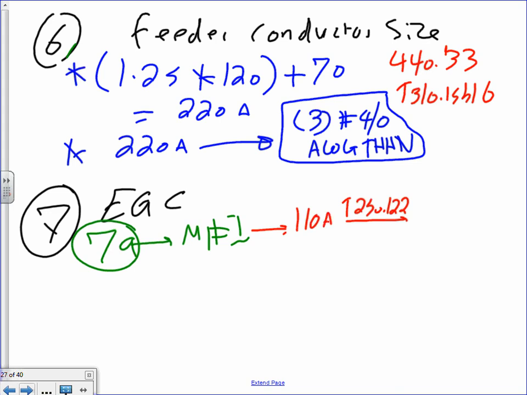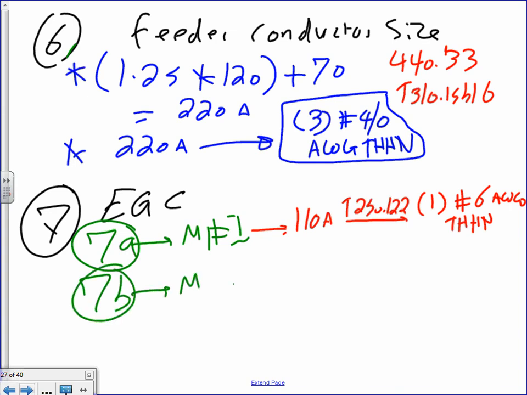Okay, what would that be? Anybody? 1 conductor, number 6 AWG THHN, fully insulated. Any question about that? That's a piece of cake. Now let's go to 7B. 7B is for motor number 2, and motor number 2 was 200. Now we know that, 200 amp.